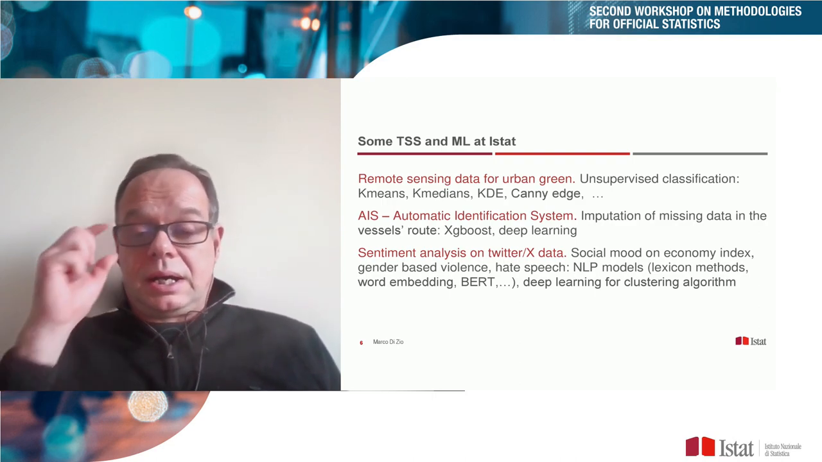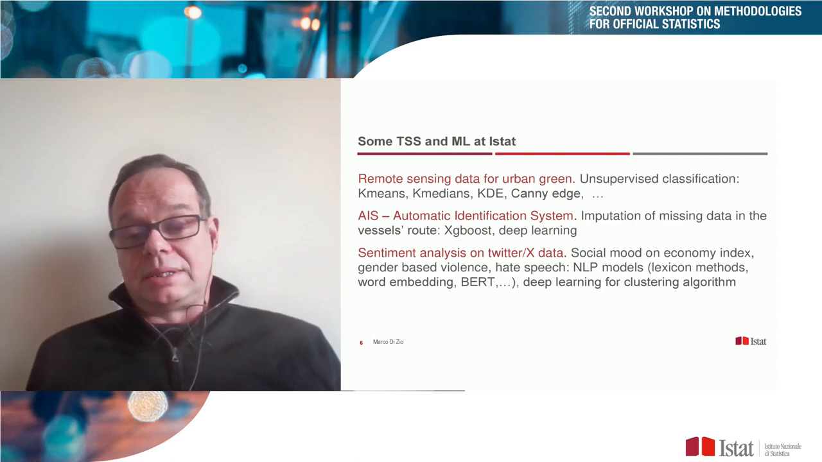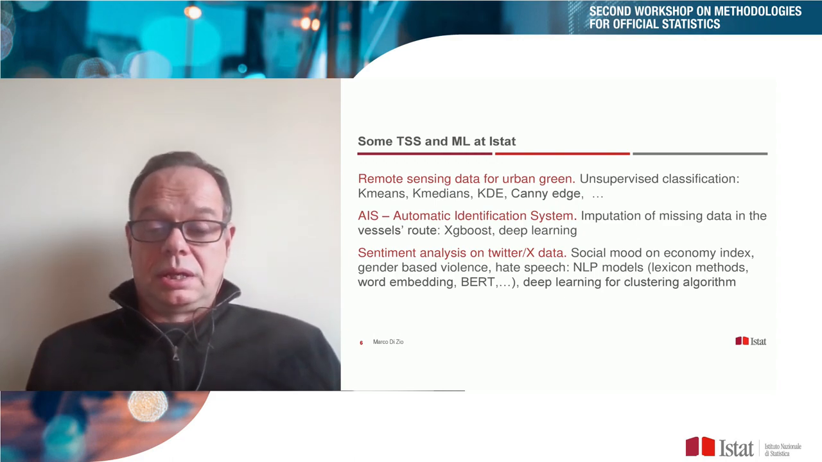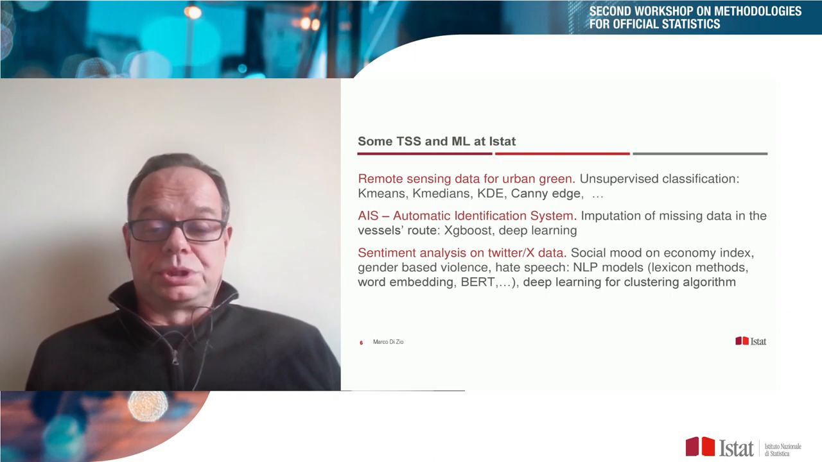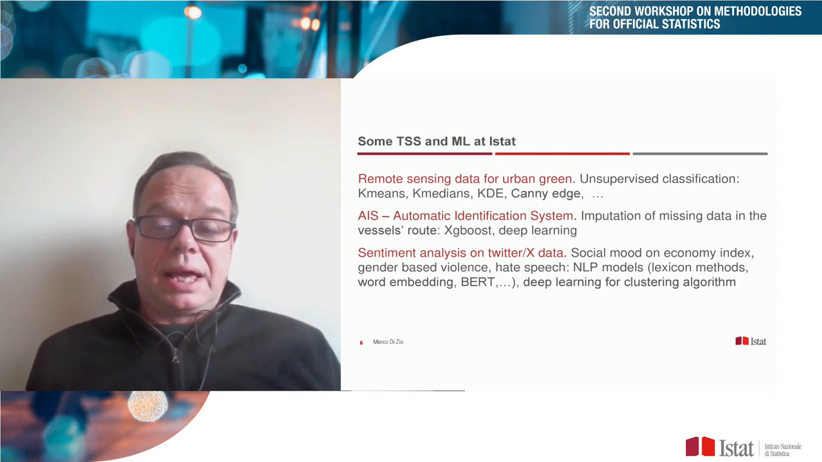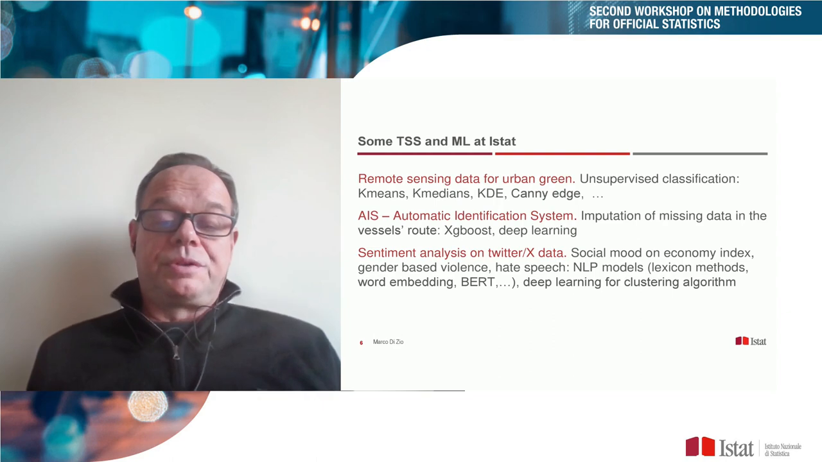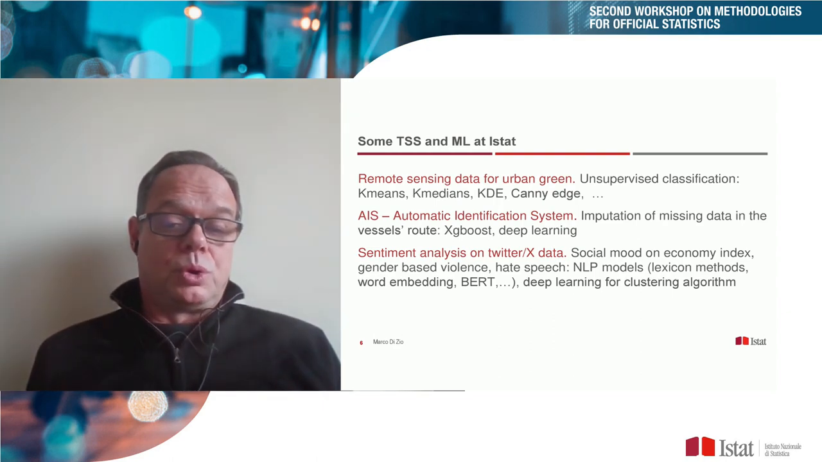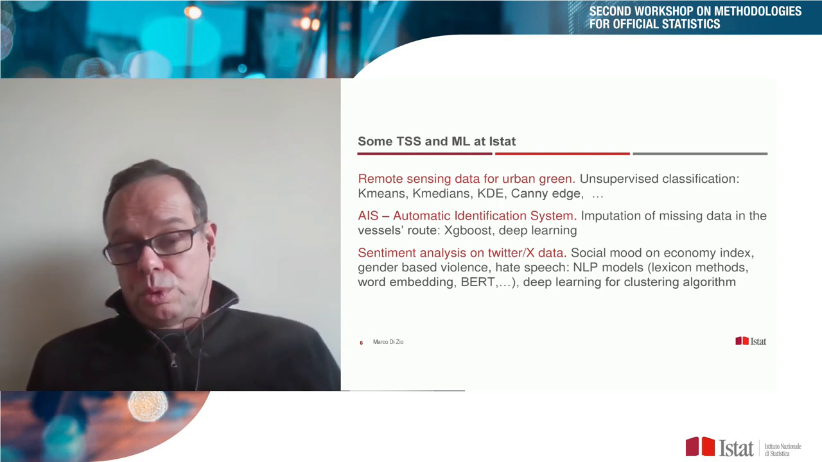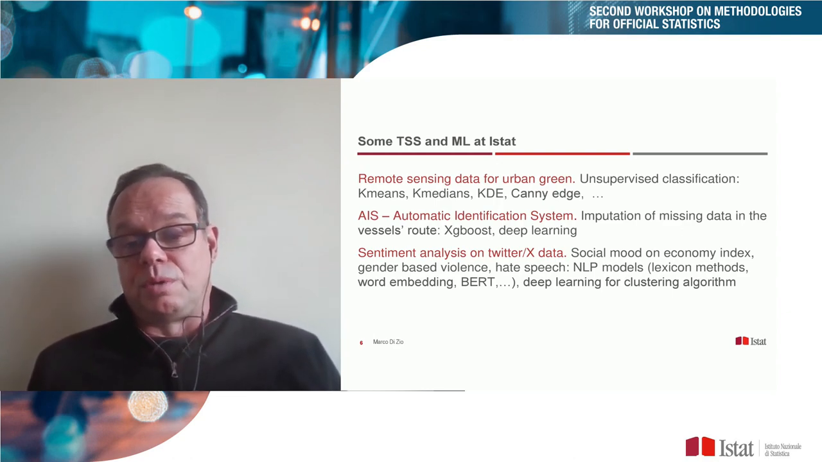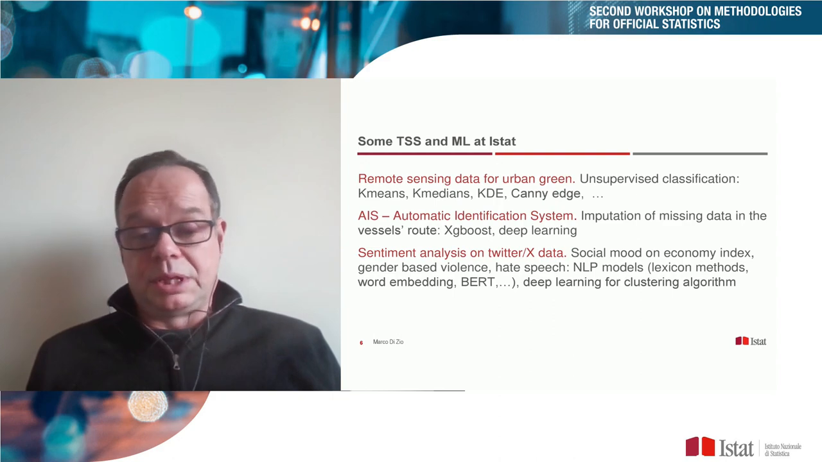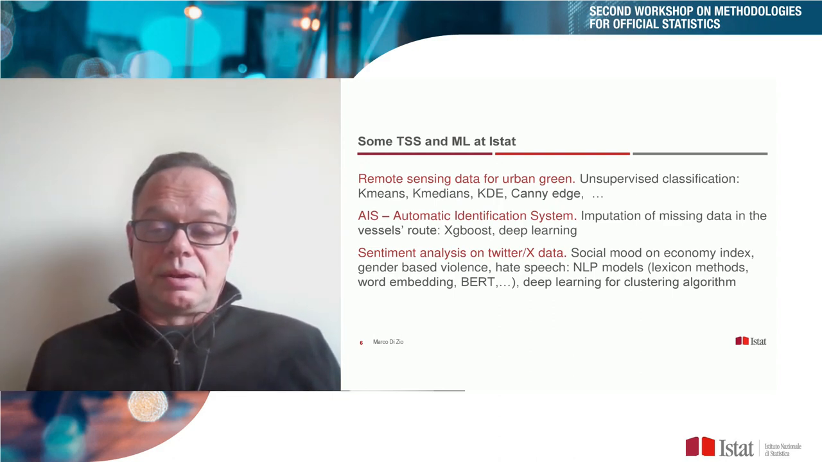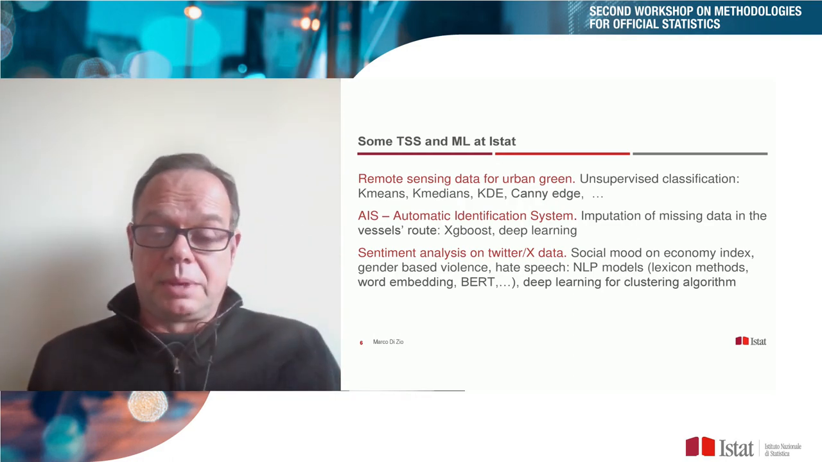So here it is clear we have many projects in this field. I have no time to go into detail on every project, but I would like to remind some, at least, classified by classes. The first one is devoted to the use of remote sensing data for urban green. Not only for this, we have also started working on land cover. The work done in this classification problem was presented.